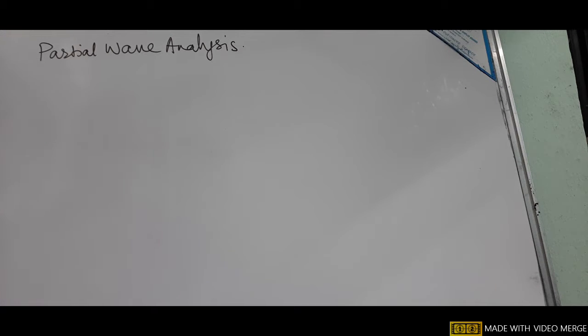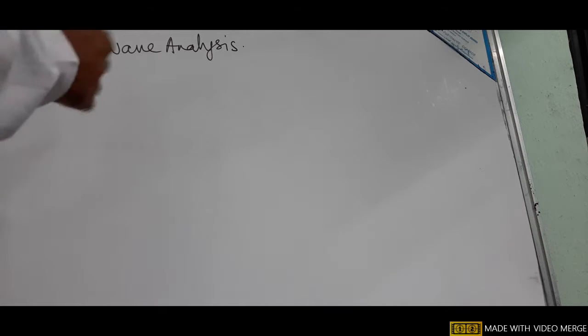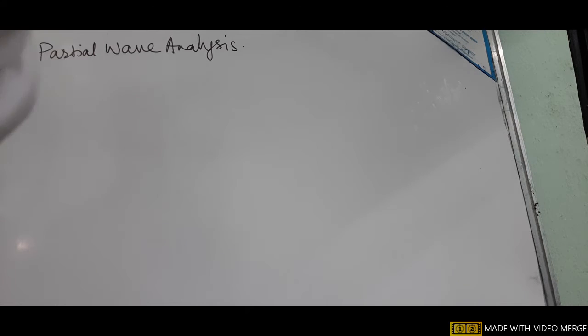Today I'll be talking about the partial wave analysis. Last time we discussed the Born approximation. When high energy scattering is there, we use the Born approximation. But when low energy scattering is there, we use the partial wave analysis. In this case, we will consider a spherically symmetric potential.